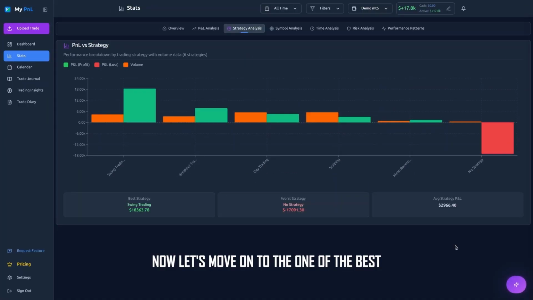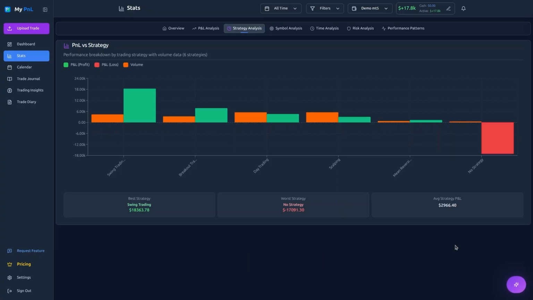Now let's move on to one of the most insightful parts of the stats section, PNL versus strategy. This view breaks down your trading performance based on the strategies you use. Here each bar represents a trading strategy like swing trading, breakout trading, day trading, scalping and so on. The green bar indicates your profits while the red ones show your losses. There's also an orange line representing trading volume, giving you an idea of how much you traded using each strategy.